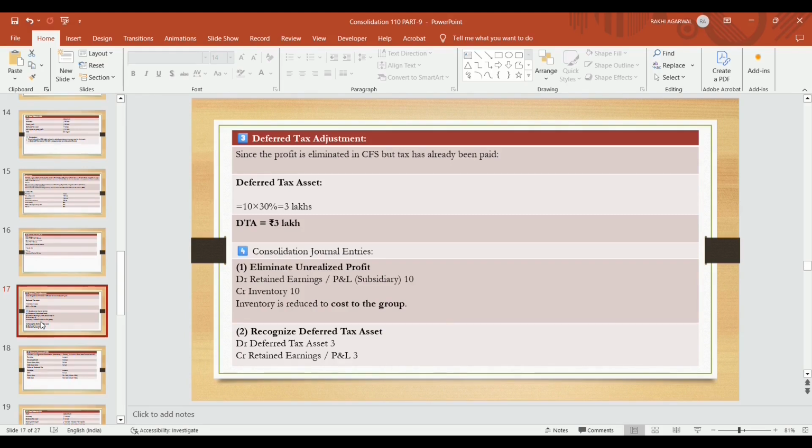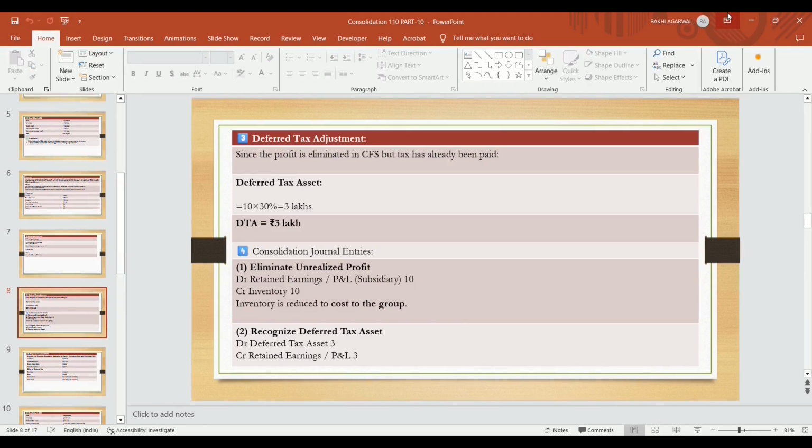How will you pass the consolidated journal entry? Eliminate unrealized profit. How will you eliminate? That is retained earnings account debit, subsidiary's P&L account debit, by 10 lakhs, to inventory 10 lakhs. Inventory is reduced to cost to the group. Recognize deferred tax asset. Deferred tax asset account debit by 3 lakhs, to retained earnings 3 lakhs.